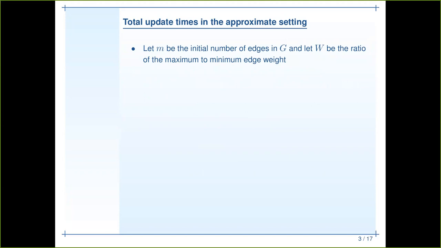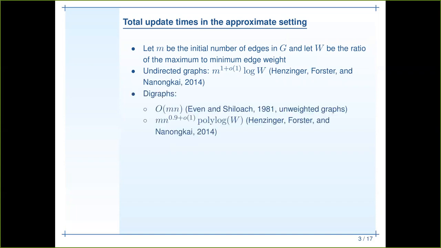So what is known about total update time in this setting, the approximate setting? Let m be the initial number of edges in the graph G, and let w be the ratio between the maximum and minimum edge weight in the graph. Then Henzinger showed that for undirected graphs, you can get essentially linear total update time. But for digraphs, less is known. So there's this classical result by Even and Shiloach, which works in the exact setting, but only for unweighted graphs, which has a total update time of O of mn. Henzinger et al. improved this by a polynomial factor, but in the approximate setting.